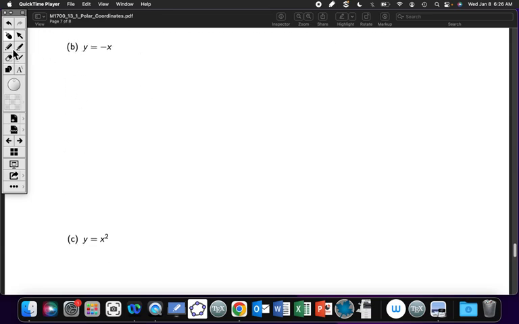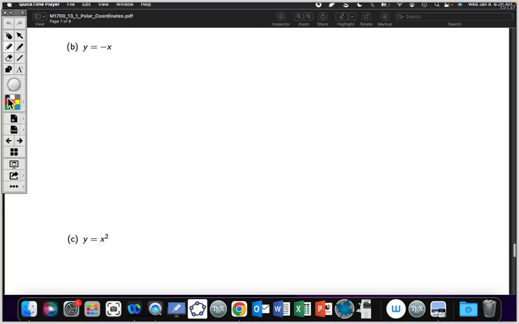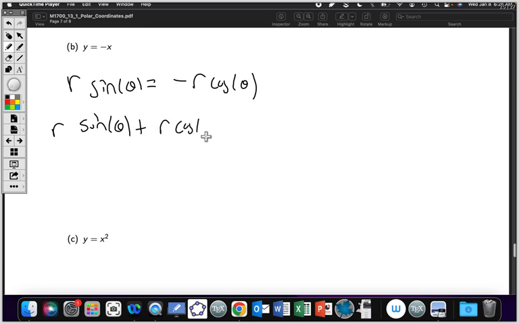All right, let's take a look at B, y equals negative x. So we got r sine theta is minus r cosine theta. We could start that way. Now, one possibility is, if we wanted to try to figure out what's going on here, it looks like we'll be able to solve for theta, but if we add things to both sides, we can factor out the r like we did before.